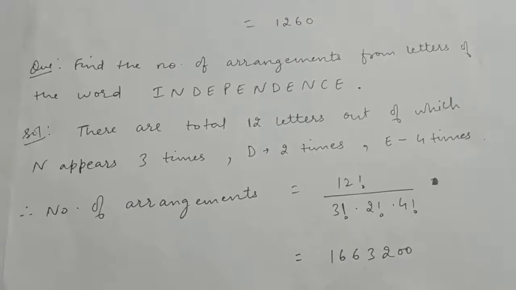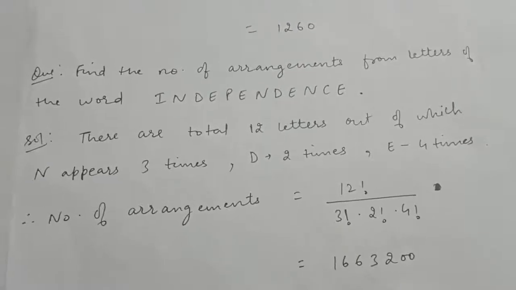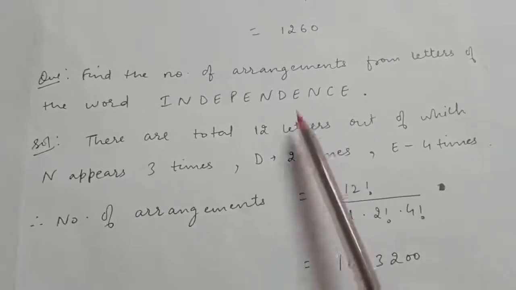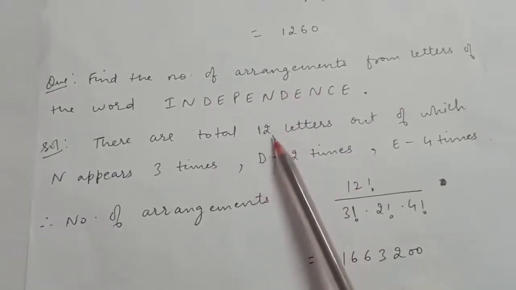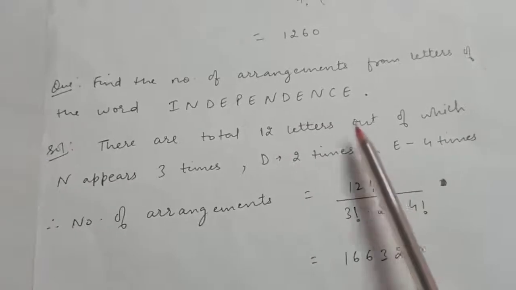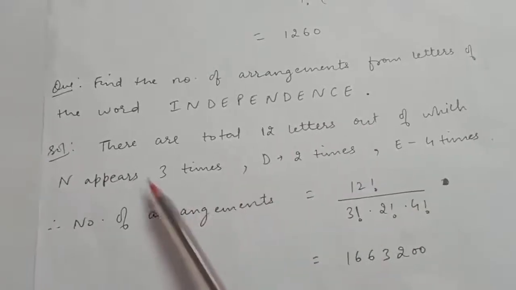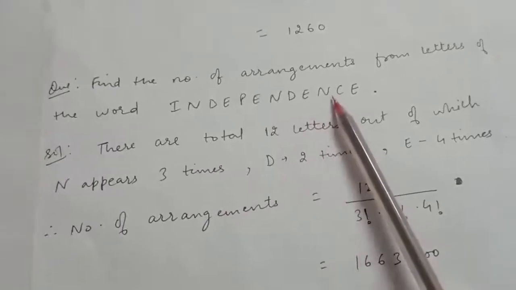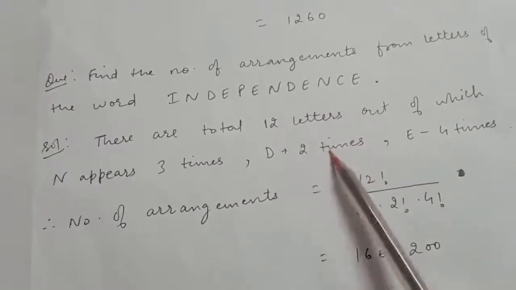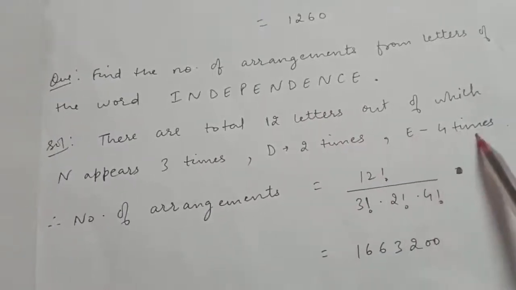Now the next question is: find the number of arrangements from the letters of the word INDEPENDENCE. See, this word contains a total of 12 letters, out of which you can see that N appears 1, 2, 3 times, D appears 2 times and E appears 4 times.